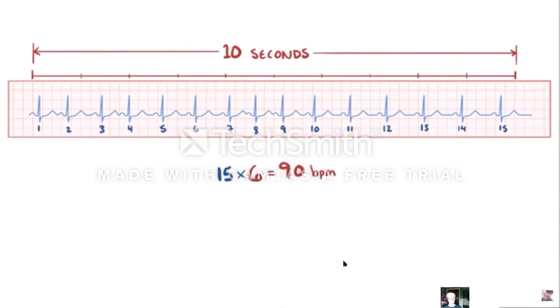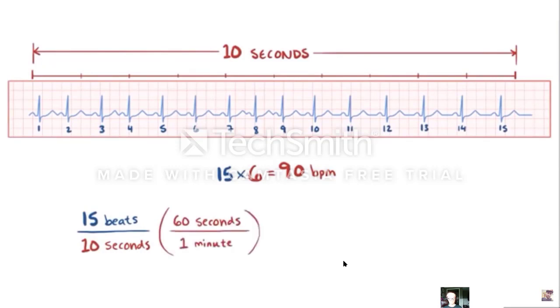The reason this little trick works is because you have 15 beats per 10 seconds. And again, to convert to per minute, you multiply by 60 seconds in a minute. Looking at this, we see that 60 divided by 10 equals 6 per minute. So 6 times 15 is 90 beats per minute.